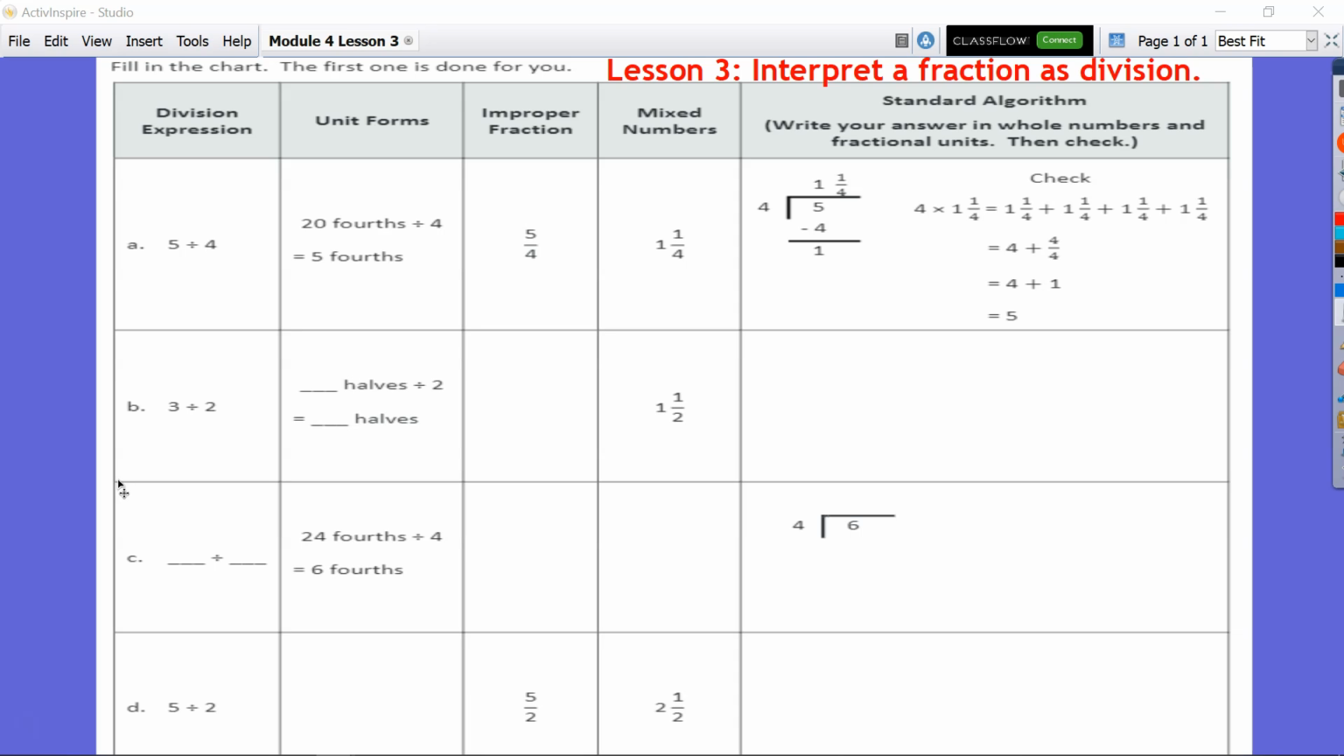We are discussing how to interpret a fraction as division, and we're going to go ahead and start this problem set. It says fill in the chart. The first one is done for you. So A has been completed. You see, all portions of A have been completed. We have the division expression, unit form, improper fraction, a mixed number, and the standard algorithm. So let's go ahead and look at B.